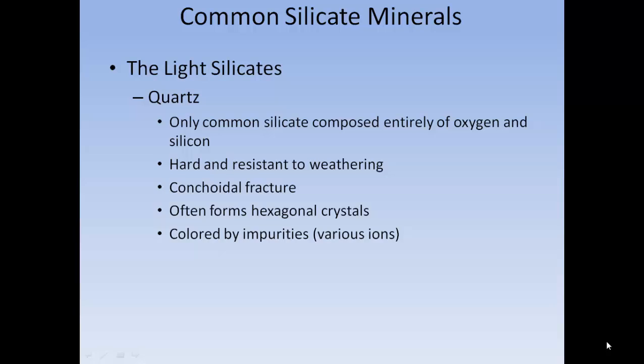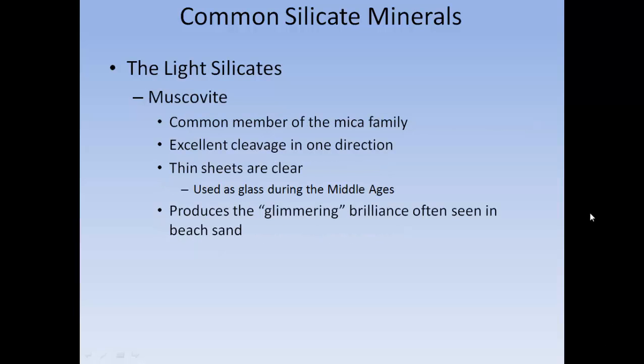It's hard and resistant to weathering. Its conchoidal fracture often forms hexagonal crystals, and it's colored by impurities, which are various ions. Muscovite, a common member of the mica family, has excellent cleavage in one direction, which forms thin sheets that are clear.